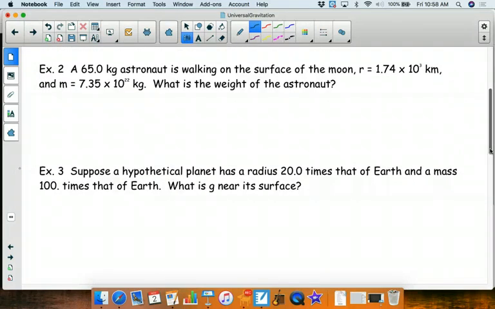Okay, number 2, guys. An astronaut, 65 kilograms, walking on the surface of the moon, whose radius is 1.74 times 10 to the 3 kilometers, and the mass of the moon is 7.35 times 10 to the 22 kilograms. What is the weight of the astronaut? So that's the force the moon puts on the astronaut, the weight. We have to convert that to meters, correct? Yeah, convert it to meters. And your answer should be 105 newtons.